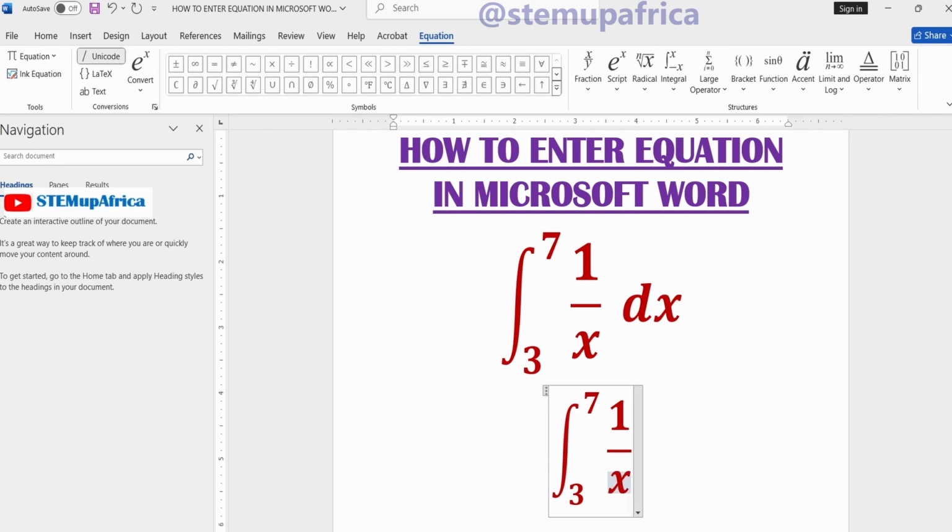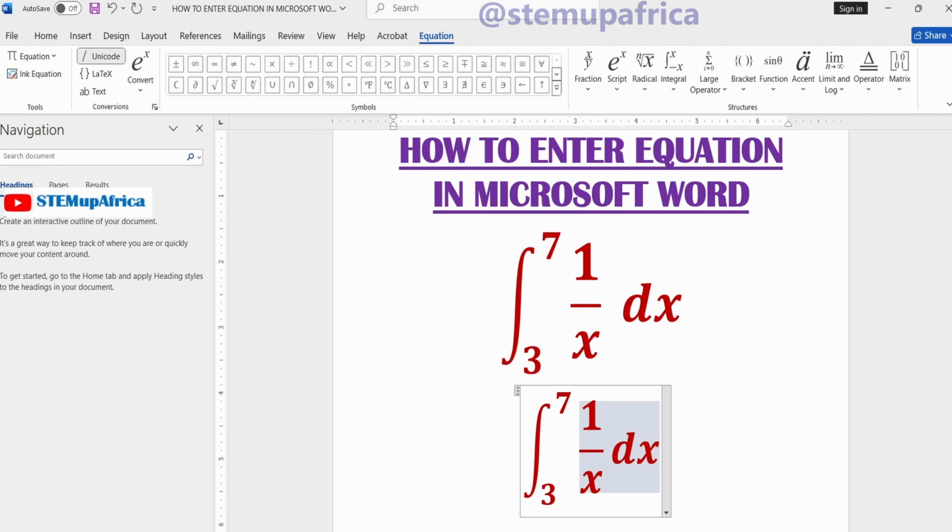If I type dx, it will be attached to the x. So this is not the correct way to do this. To get this correctly, you press your arrow key to leave the fraction. So you can see if I type dx, we've gotten the correct equation.